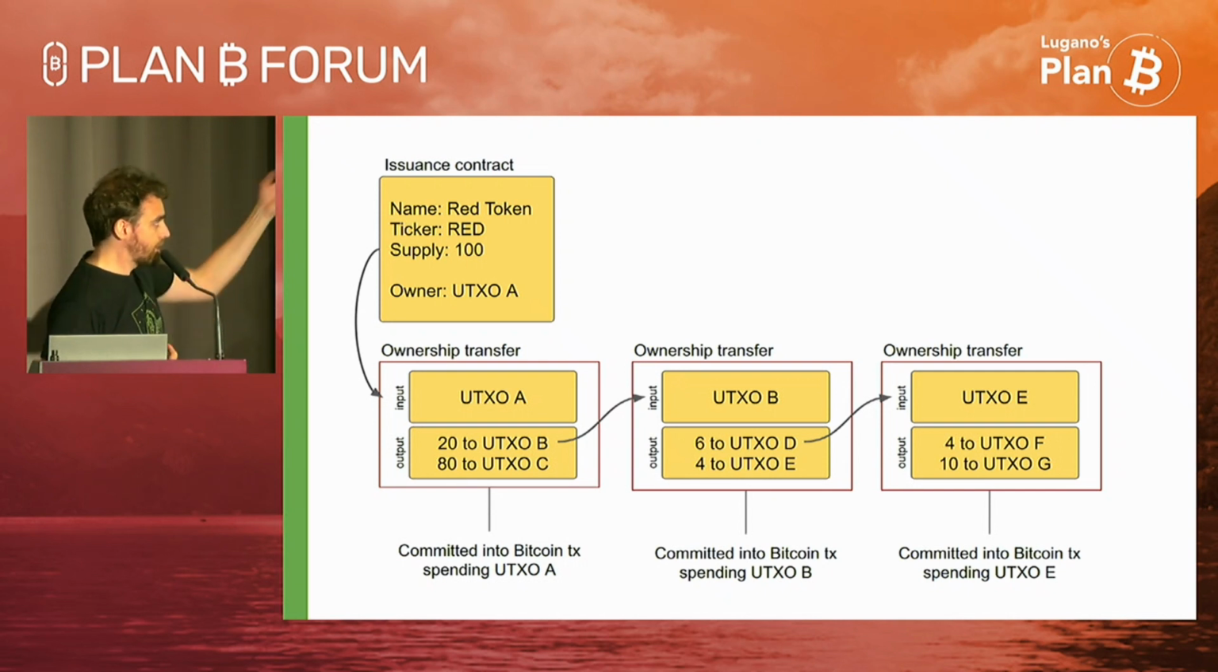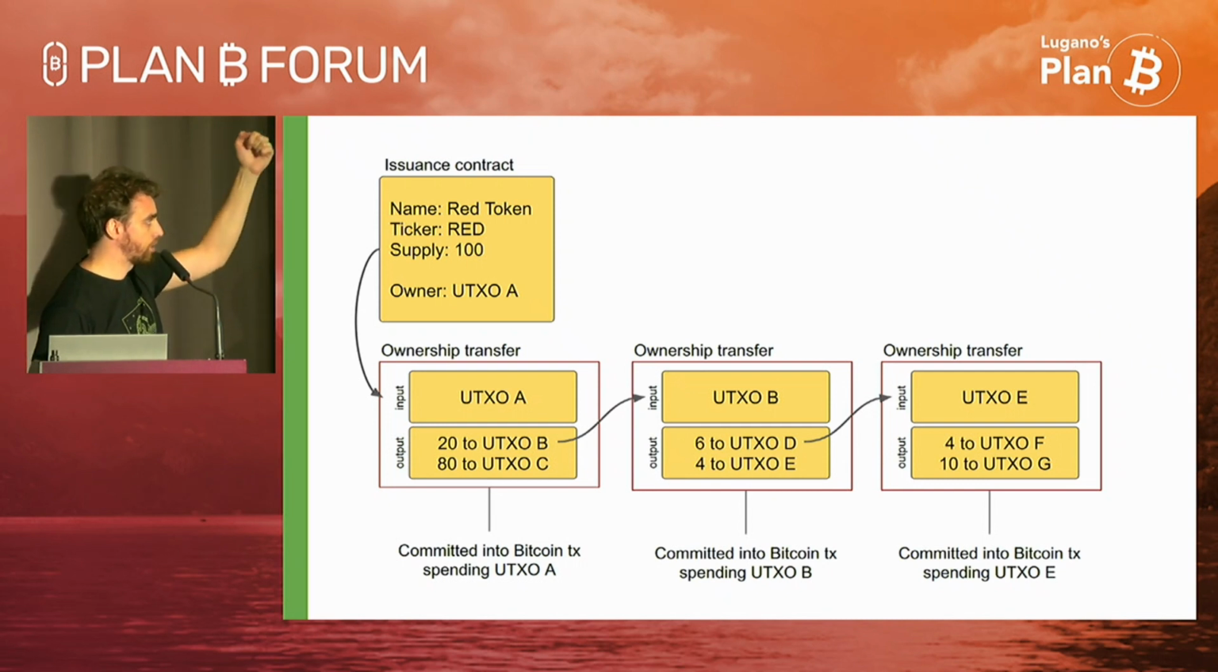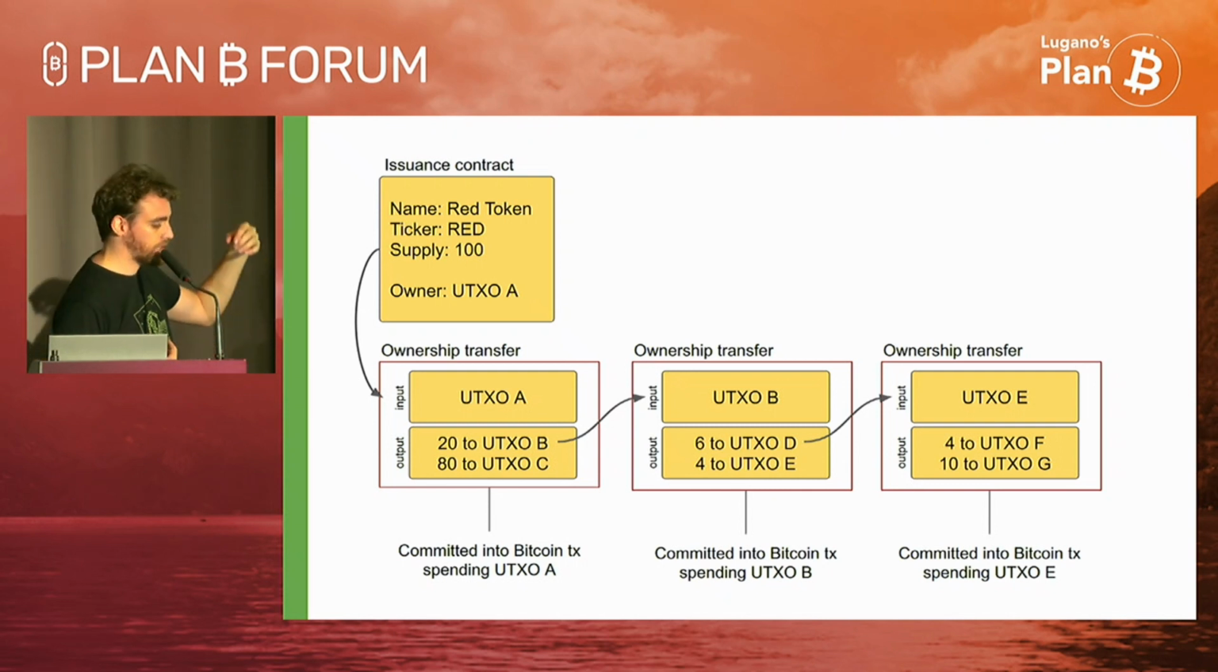And then the next owner will do the same thing. Now we have some tokens that are allocated to UTXO B, and it will create a transaction that moves the token to a new UTXO, and it creates a commitment.